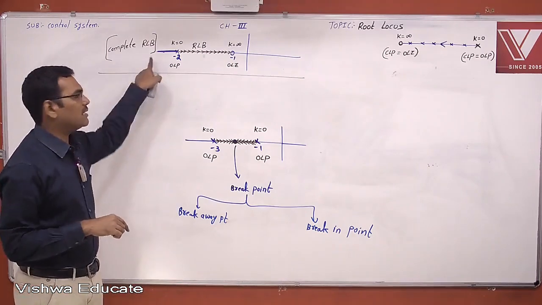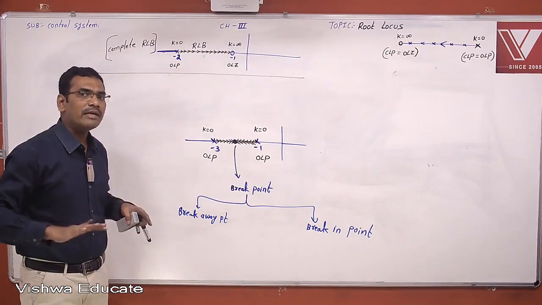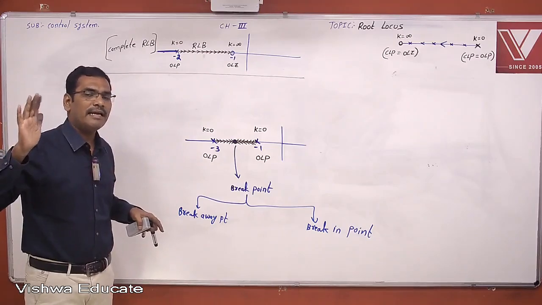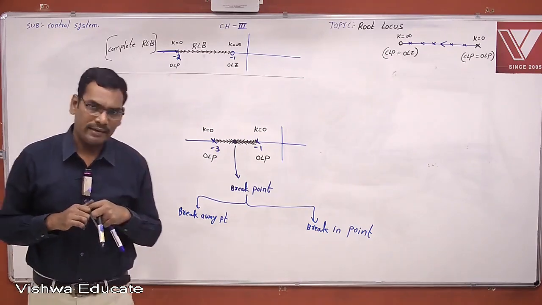Okay. Now this is the complete one, but it is not complete. To make it complete, it will leave the real axis. That particular point is called the break point. Okay, note this.